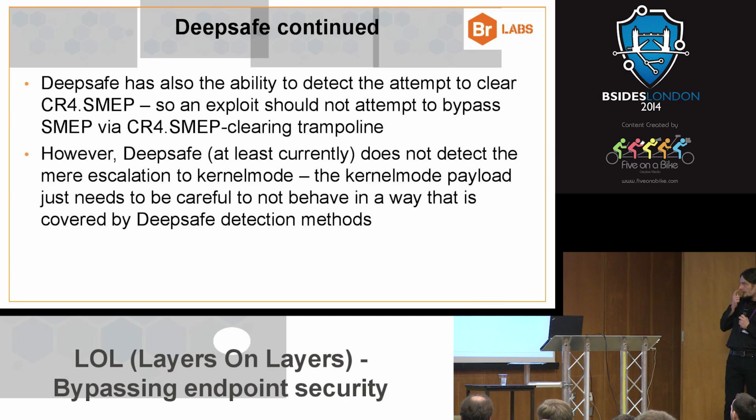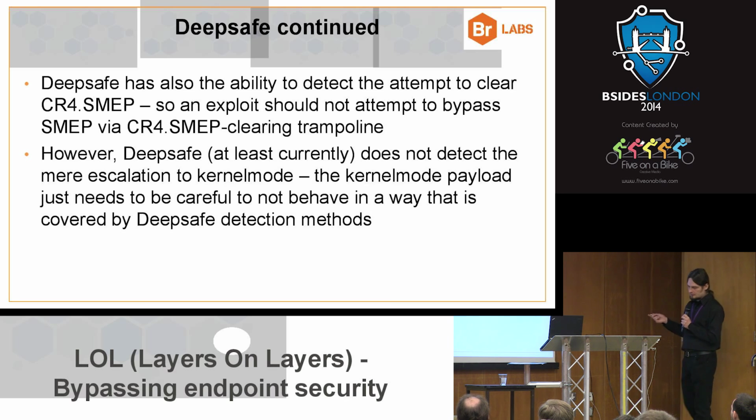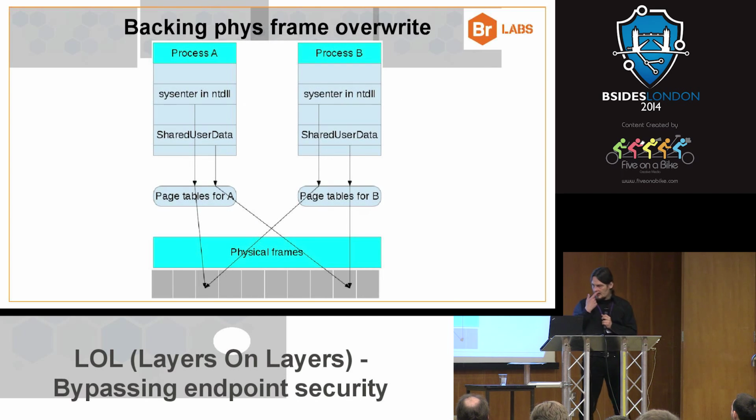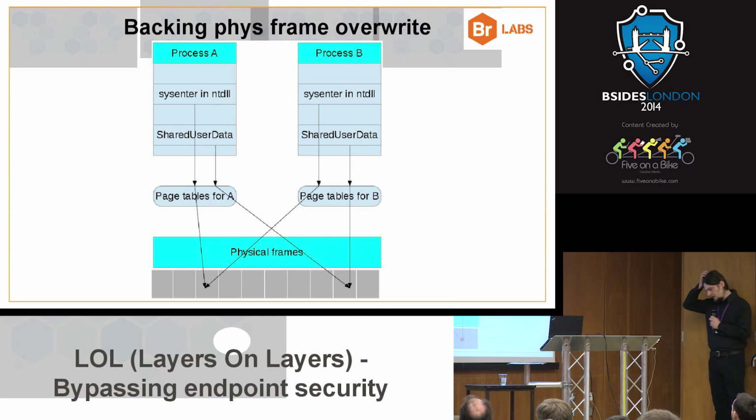DeepSafe is incomplete in a way that it really does not have a good way of detecting the mere escalation to kernel mode. It can detect some malicious behavior, but it cannot prevent the mere escalation to kernel mode. There is no easy way. So it means that your exploits will work fine up to the point when you reach kernel shellcode. You just need to be very careful not to use any methods that are covered by DeepSafe, and then you're fine. MSR override will not do for the purpose of user mode injection.